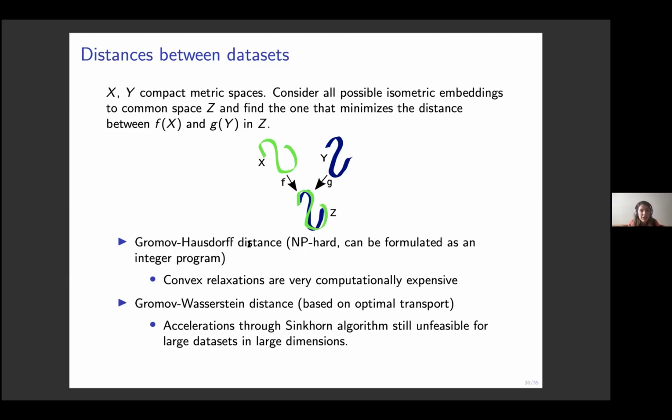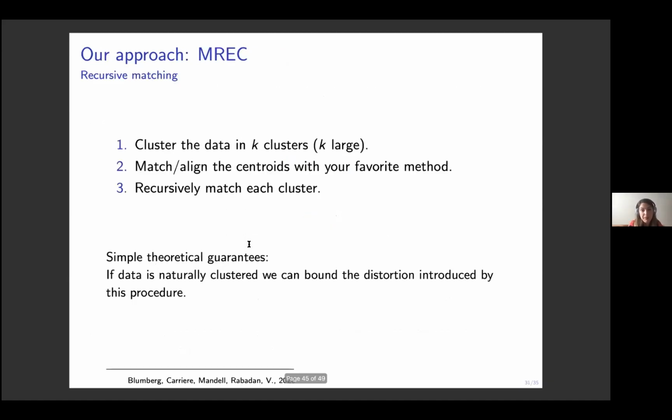Another example of this is the Gromov-Wasserstein distance, where the distance you consider in Z is based on optimal transport. And these algorithms are much faster. There are accelerations through the Sinkhorn algorithm, but they're still unfeasible if you are looking at very large data sets in very large dimensions, like these single cell data sets that we are using.